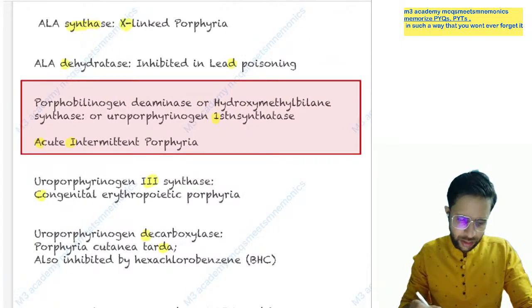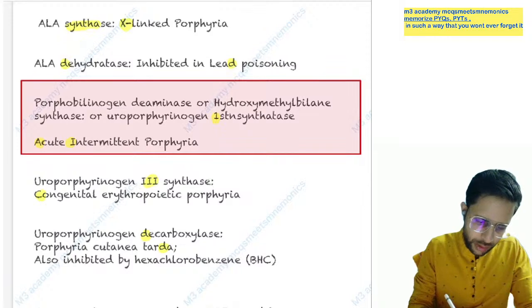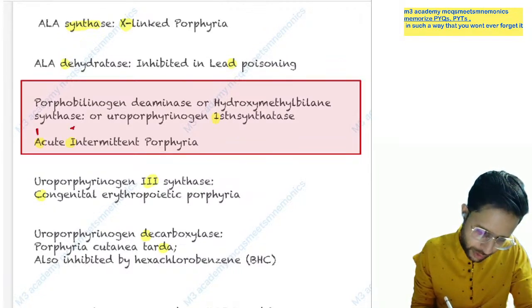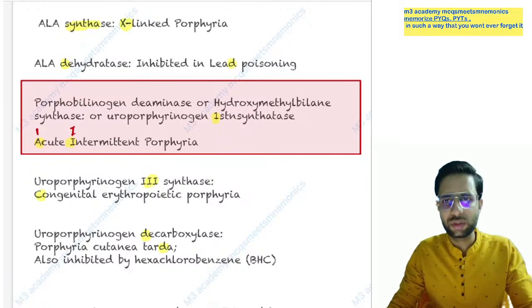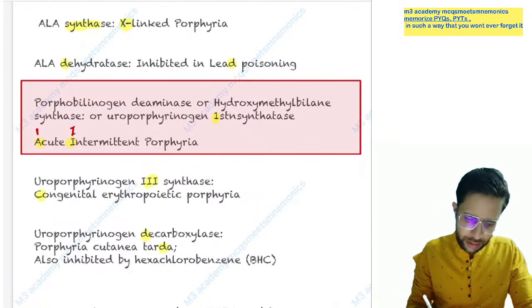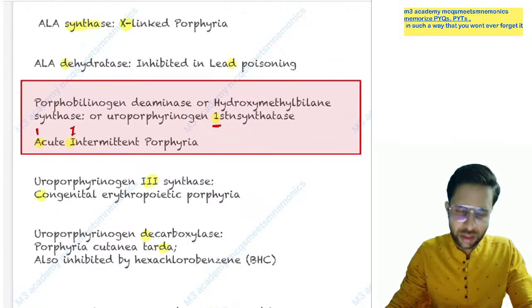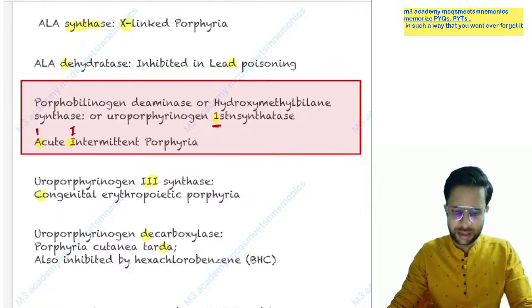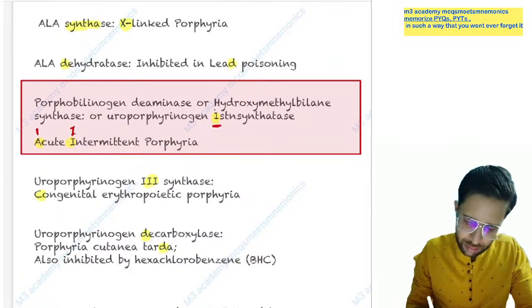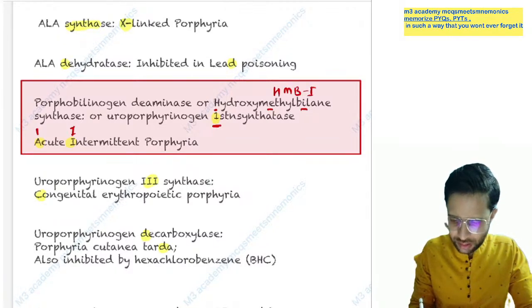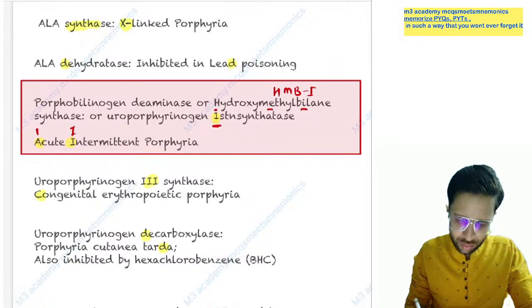And in acute intermittent porphyria, acute, which letter is it in the alphabet? A is the first letter, or you can say intermittent, I looks like one. So what is inhibited in acute intermittent porphyria? The first enzyme. First means uroporphyrinogen first synthase, and you can say HMB, hydroxymethyl bilane synthase. Hydroxymethyl bilane first, or you can say uroporphyrinogen first.